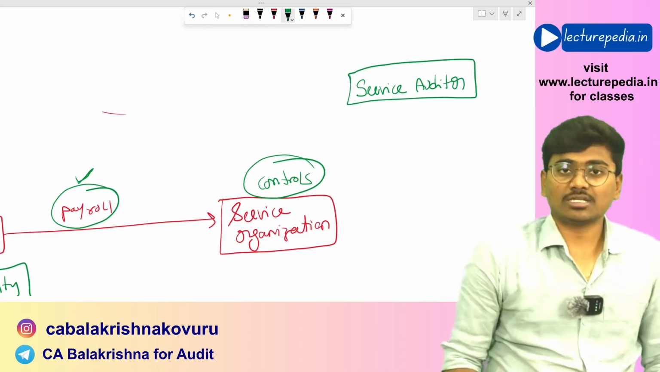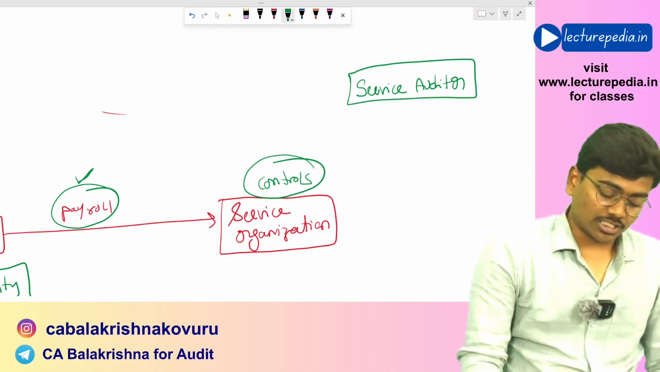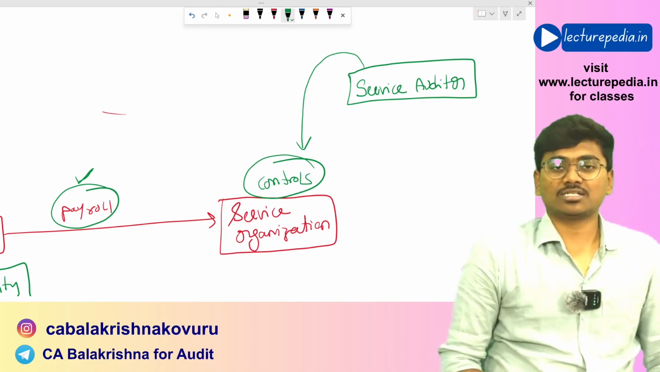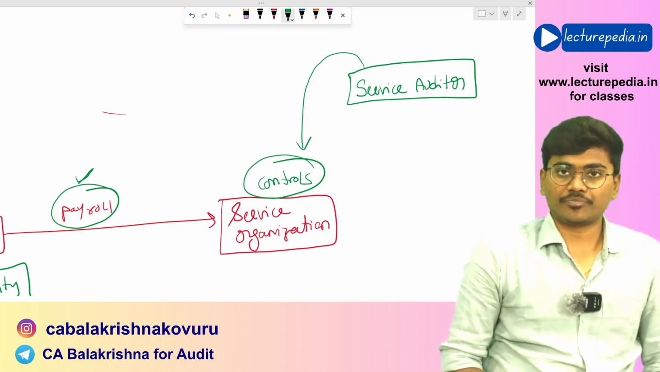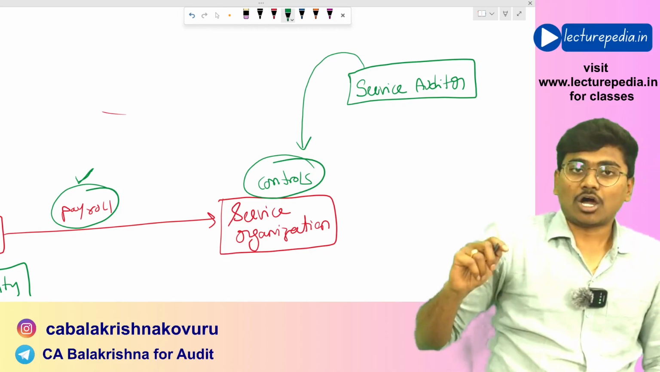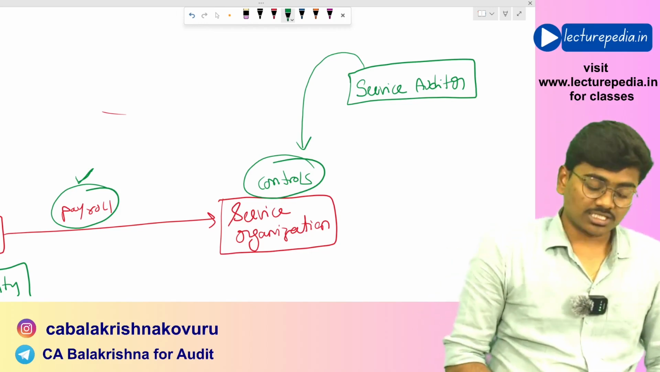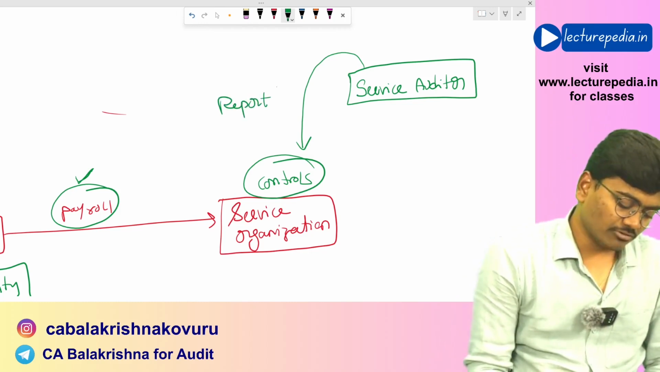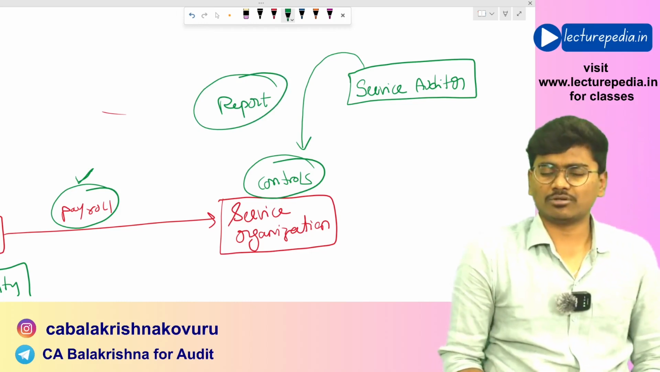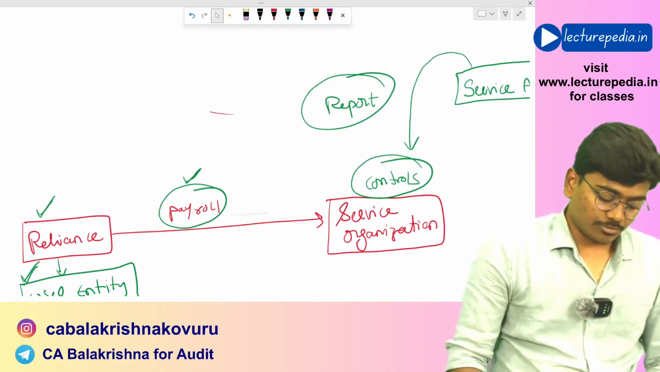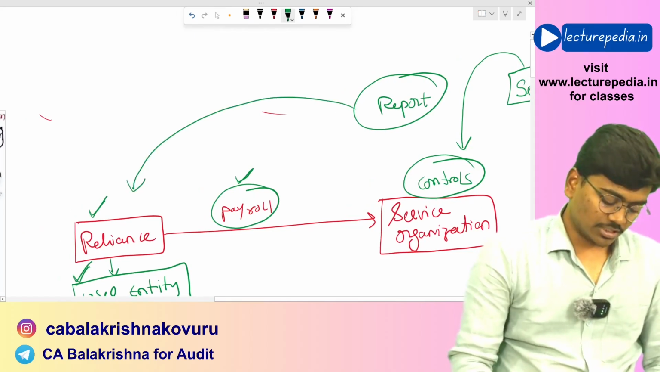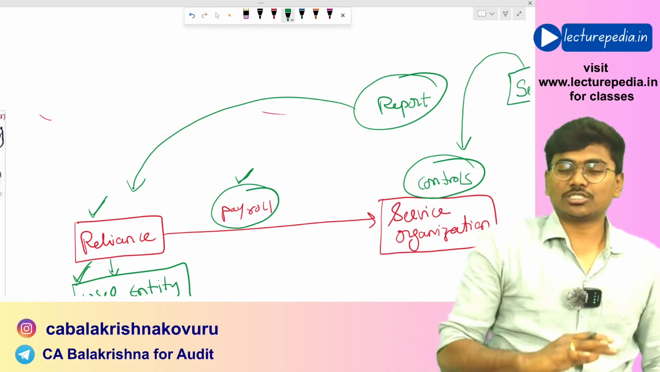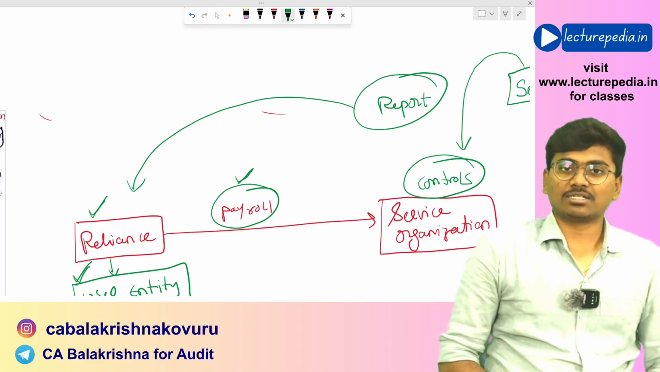This is the service auditor. He will express his assurance. Okay, he will express an opinion on the controls that the service organization is maintaining. So here the service auditor, after verifying the controls of the service organization, will issue a report. There will be two types of report: type 1 report and type 2 report, that we have discussed in SA 402. These reports will be sent to user entity auditors. Okay, so based on those reports, the user entity auditor will rely on the controls at the service organization.